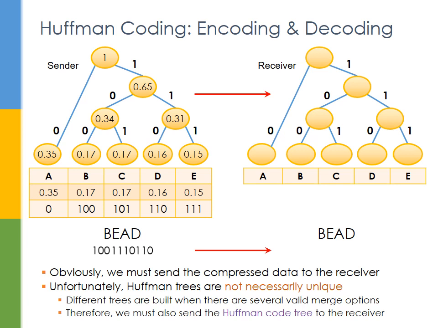So now we see that we have decoded the compressed version of the data that has been produced by the sender, and this decompressed data, the decoded data, is exactly the same as the original data that was sent by the sender.